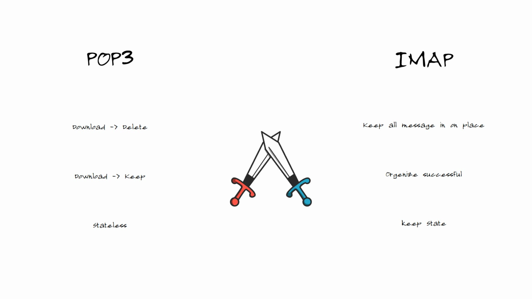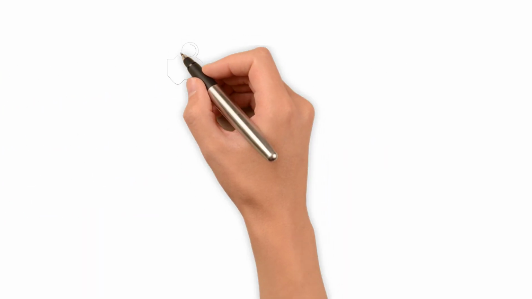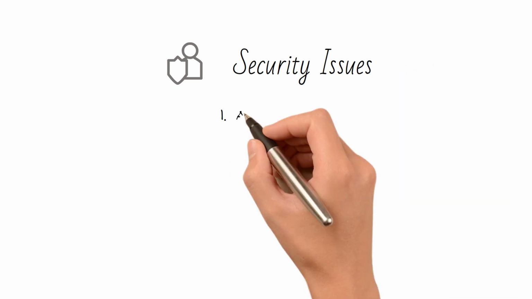The second is IMAP, or Internet Mail Access Protocol, which has more features and allows manipulation of stored messages on the server. It keeps all messages in one place and allows users to organize messages in folders. IMAP keeps user state across sessions, including names of folders and the mapping between message IDs and folder names.